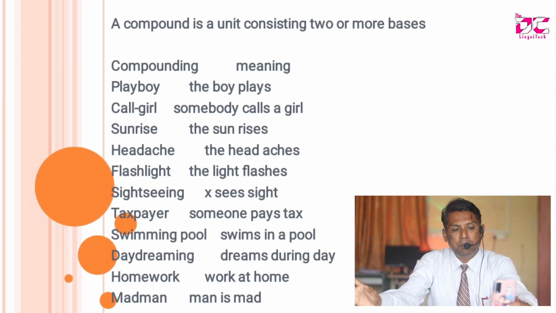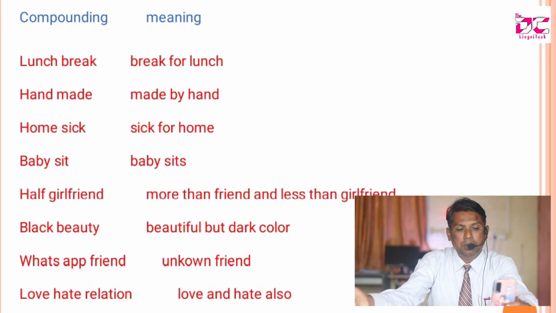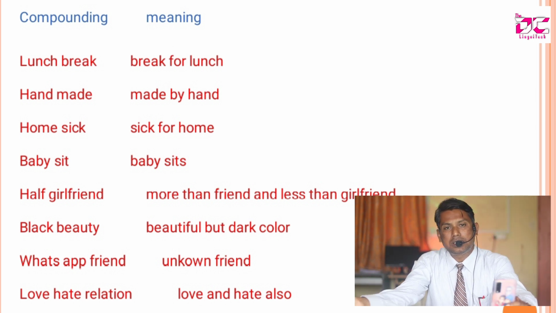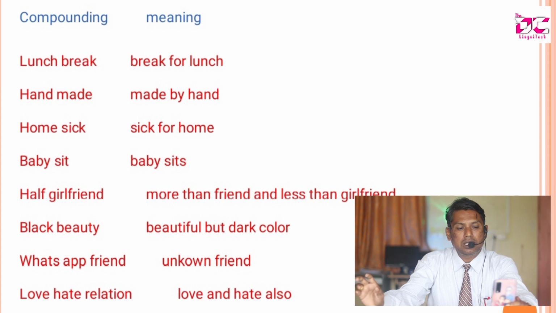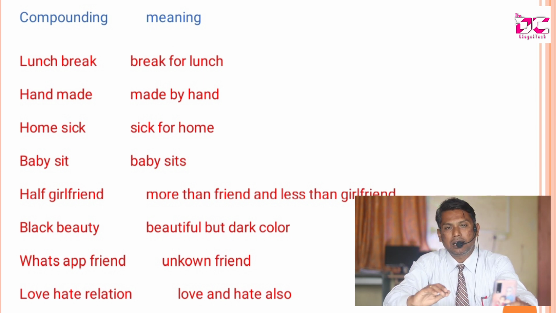These are some of the compounding words. Or let's say some more words like lunch break, so break for lunch. Handmade, made by hand, opposite to machine made. We say homesick, so somebody is sick for the home. Or babysit, somebody babysits.